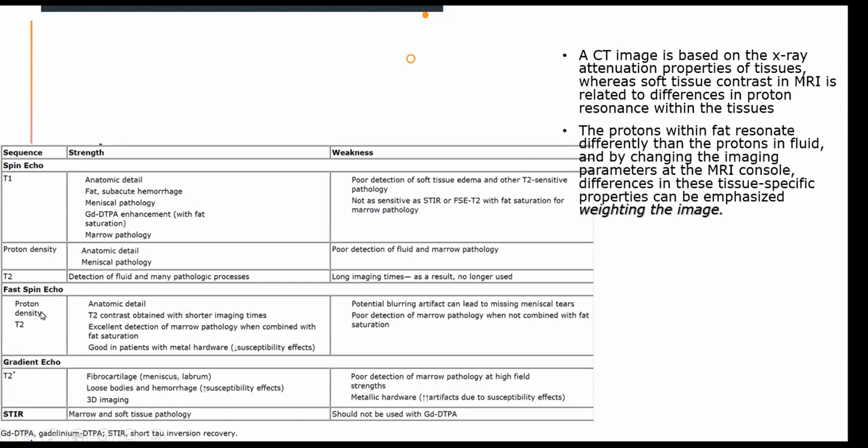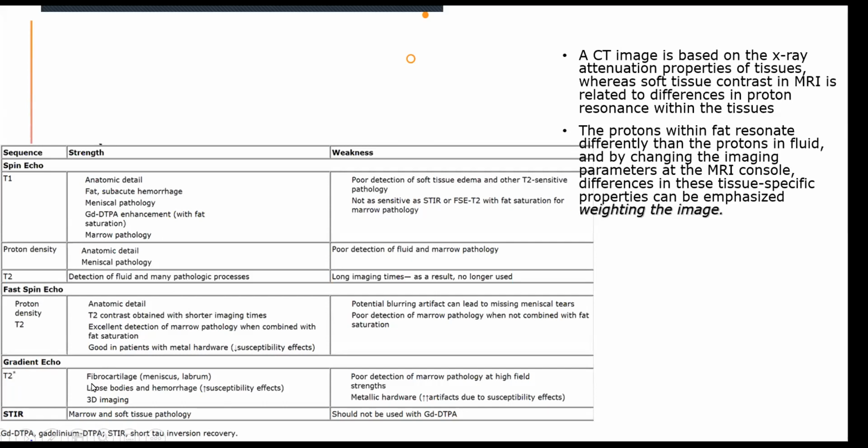Fast spin echo is usually in T2, and it gives us more detail in anatomy, and the contrast is obtained from a shorter image time, with excellent detection of bone marrow pathology. It is also a good option for patients with metal hardware, especially when reducing the susceptibility.